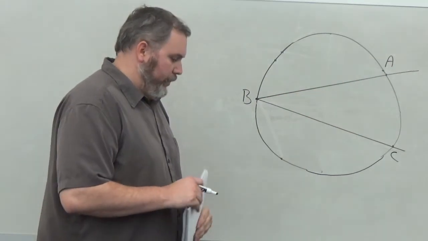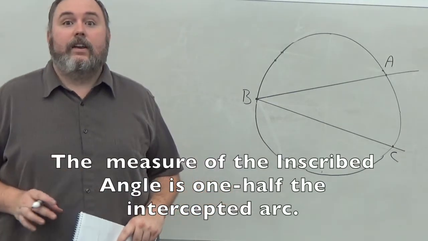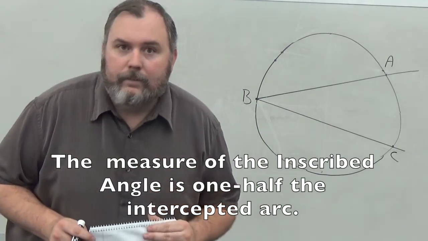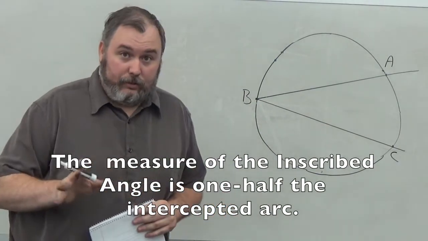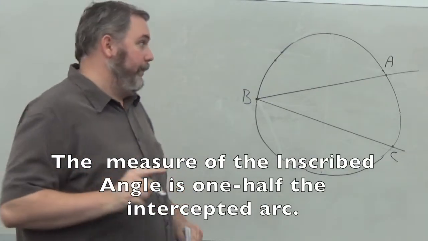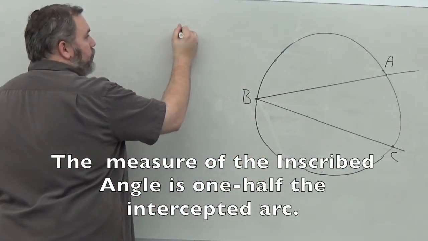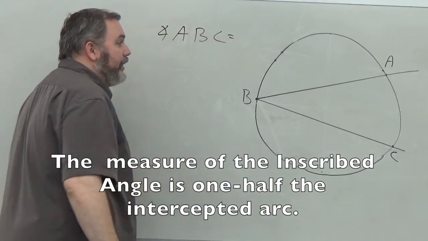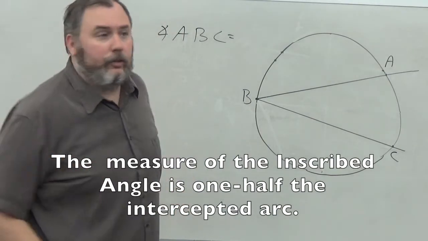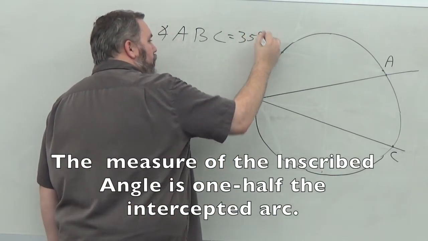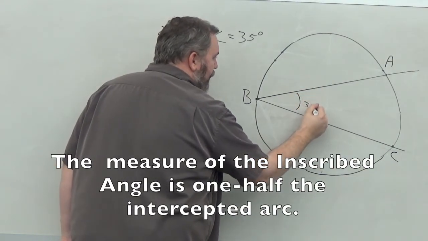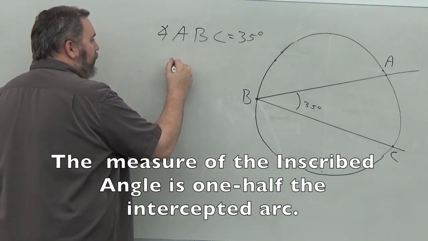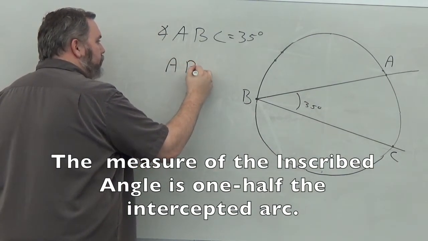Now here's the cool part. It says this: the measure of an inscribed angle is 1/2 the intercepted arc. What? Alright, so let's just do this really simple, and this should explain it. I have angle ABC. And we're going to say that, for the sake of argument, that's worth, say, 35 degrees. So from here to here, it's 35 degrees. My question that I'm going to have is how many degrees is arc AB?